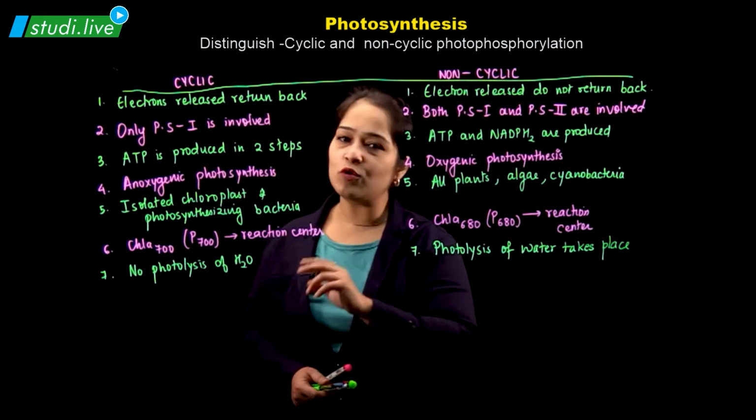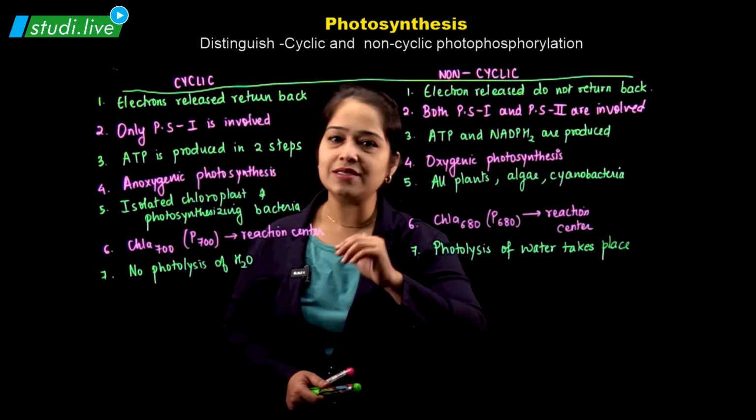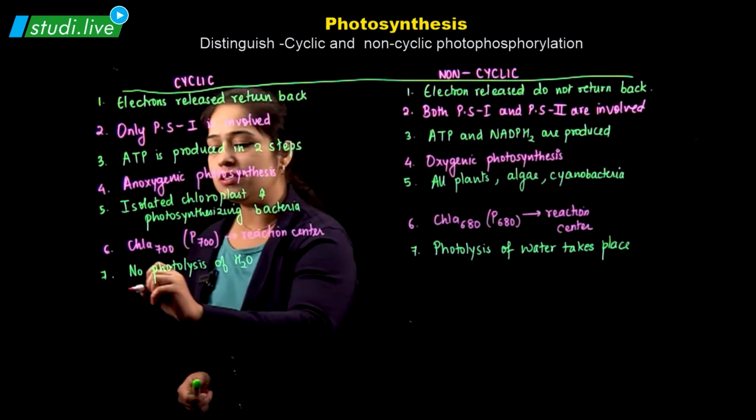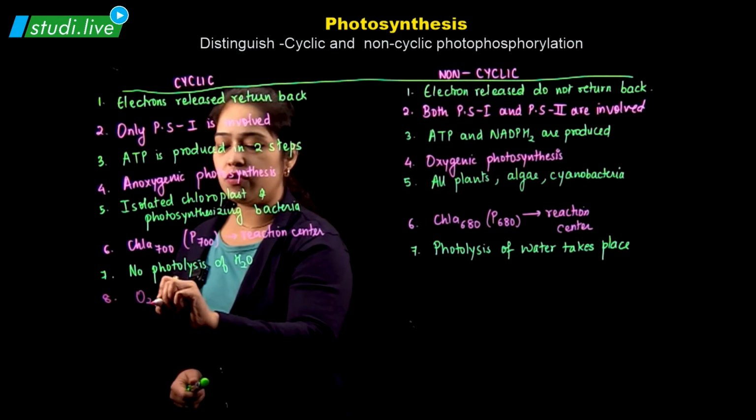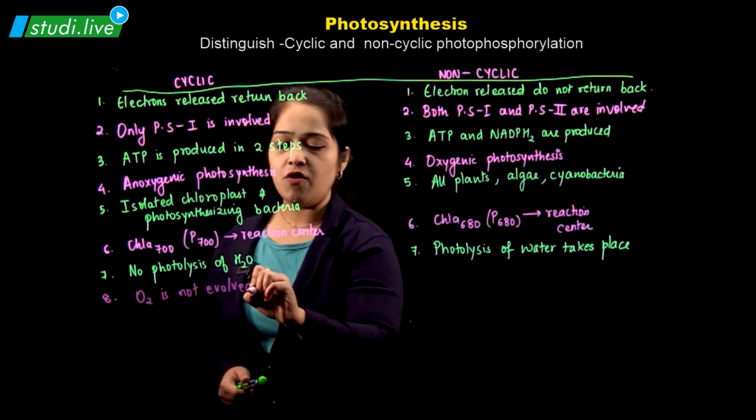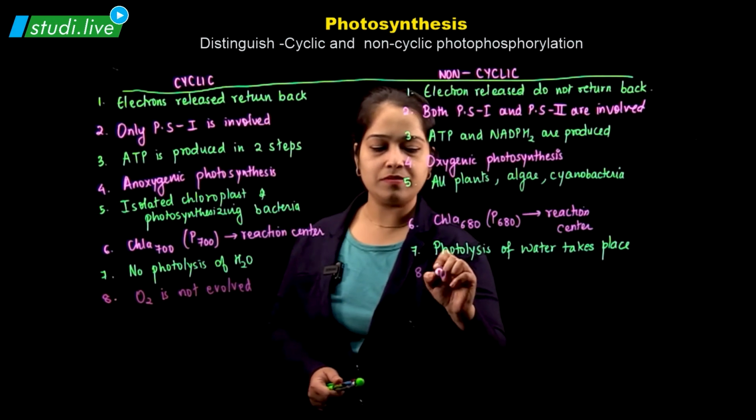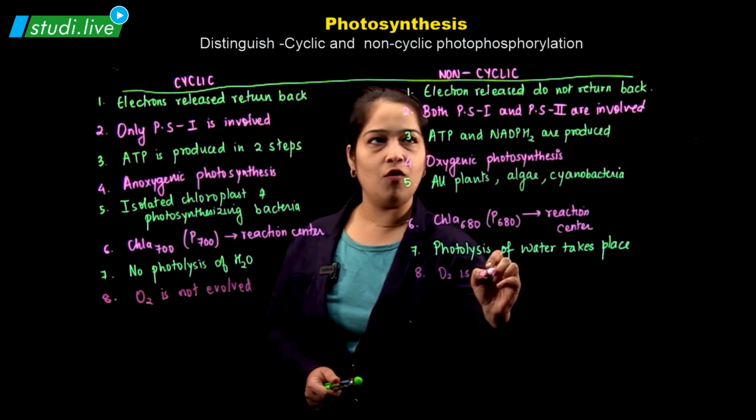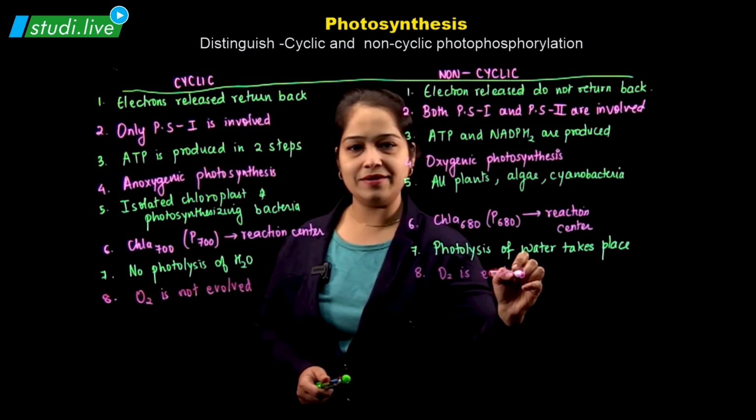When photolysis of water does not take place, it means oxygen is not evolved. And here we have oxygen which is evolved. Oxygen is evolved in non-cyclic.